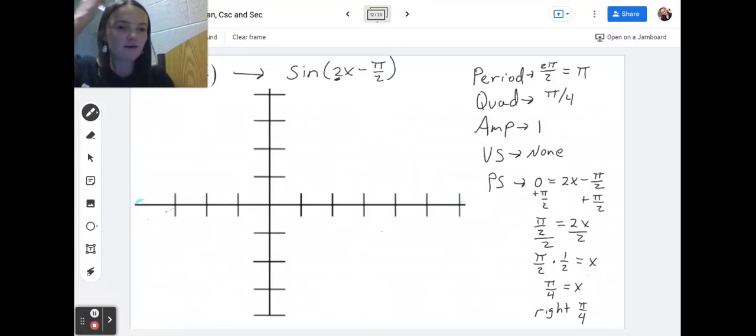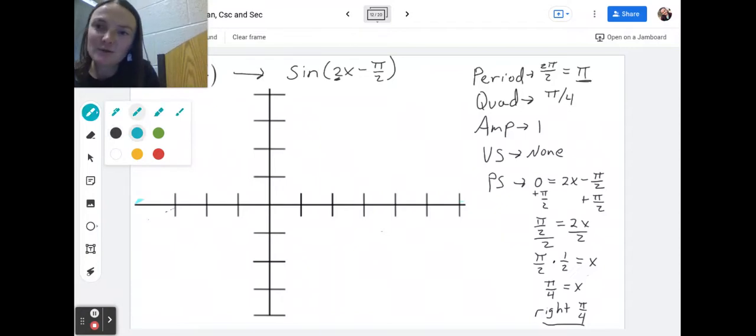The quadrant is the period divided by 4, so pi divided by 4. The amplitude is 1, there is no vertical shift, and our phase shift by some algebra is going to be right pi over 4. So let's go ahead and start with what's most important.